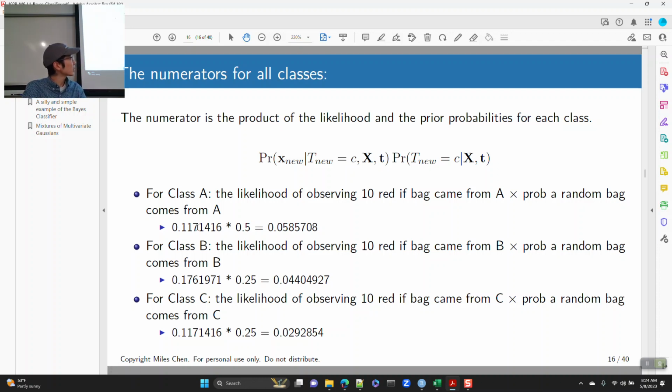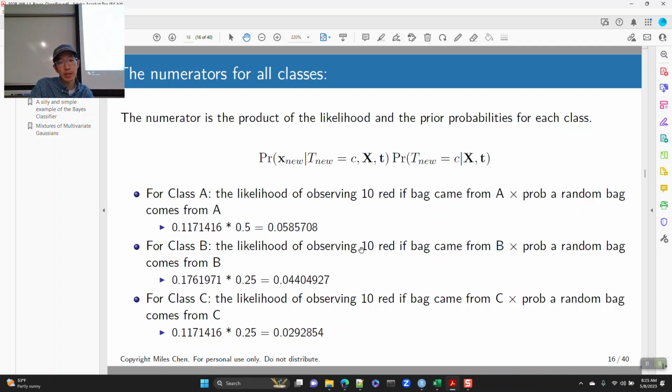The likelihood for class A and the likelihood for class C are the same. It's the likelihood of getting 10 red out of 20 marbles if you have a filling proportion of 60% red versus 40% red. Both produce the same likelihood. However, class A has an advantage from the prior probabilities, because when we looked at all of the bags, half of them came from factory A versus only a quarter from factory C. So when you multiply those two together, the numerator for class A ends up twice as big.